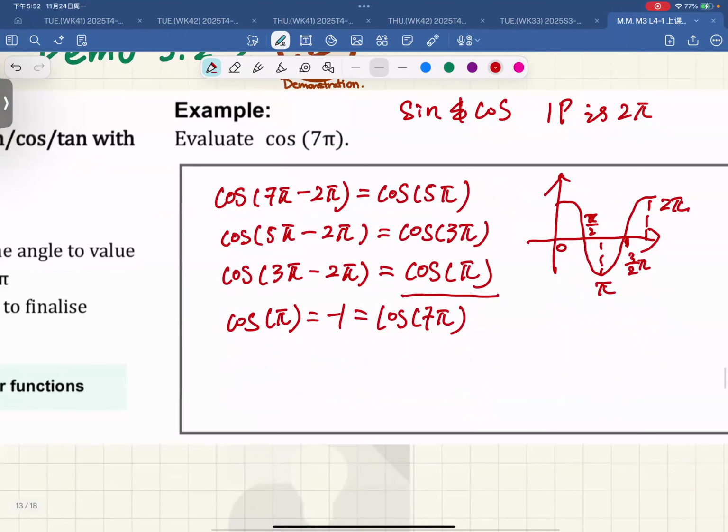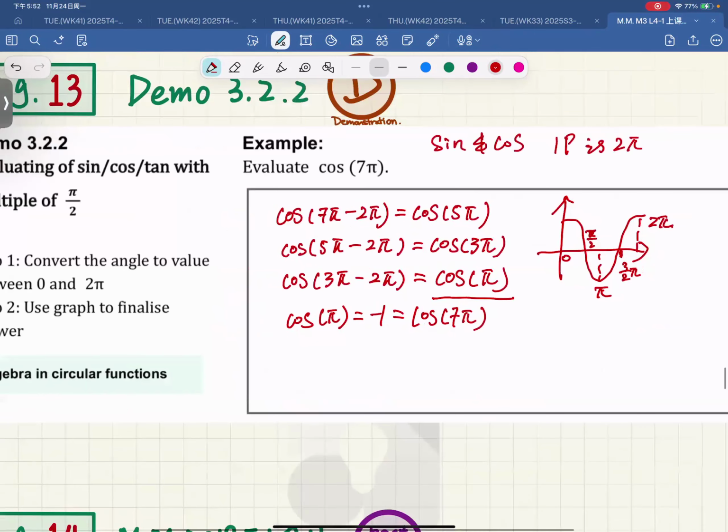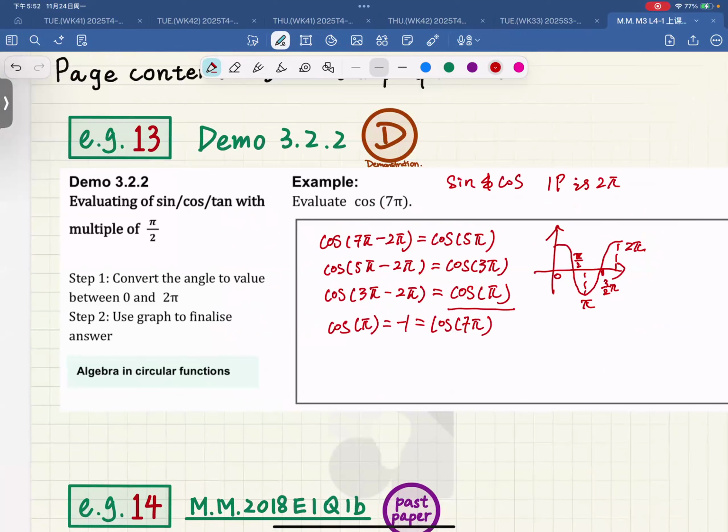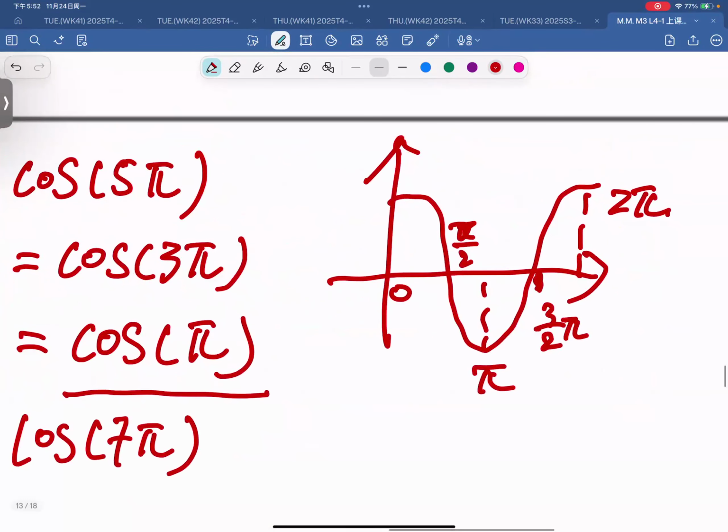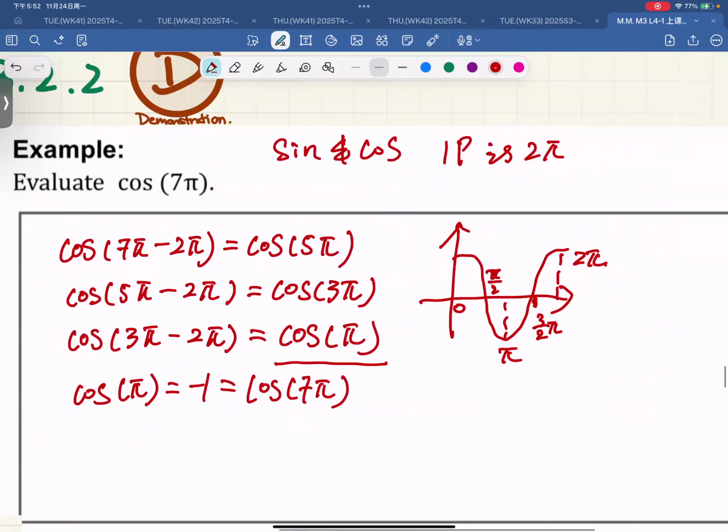Does that make sense? Okay. So you just need to minus 2 pi until you cannot minus another 2 pi. Remember the graph I asked you to memorize? Use the graph, negative 1, problem solved. All right? Okay, let's move on.